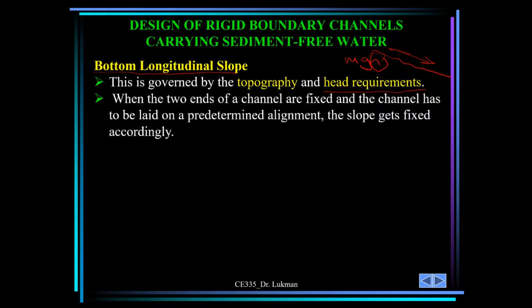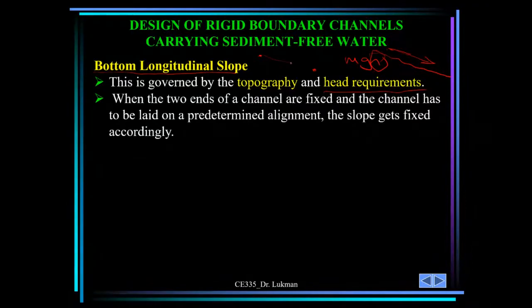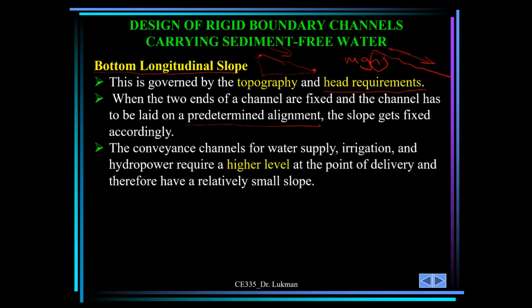When the two ends of a channel are fixed and the channel has to be laid on a predetermined alignment, the slope gets fixed accordingly. When you have two ends of a channel, let's say this is point one, this is point two, and they are fixed, so this is the topography. So the alignment is going to be this, this is going to be the slope, and this is going to be the direction of movement. So the slope gets fixed accordingly.